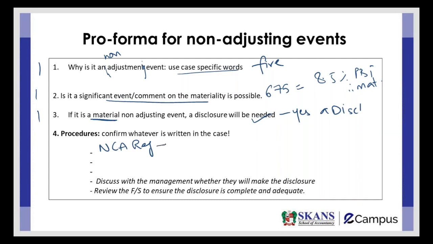I will inspect the non-current asset register to confirm that 650 was the value in my records of the vehicles that were burnt. Can you now tell me what I will inspect to confirm the 25,000?